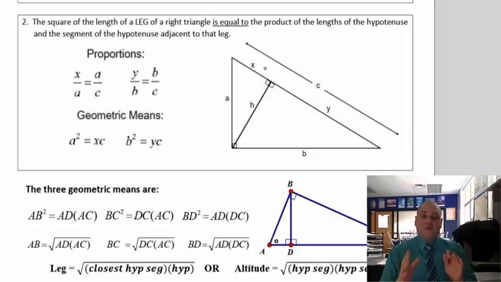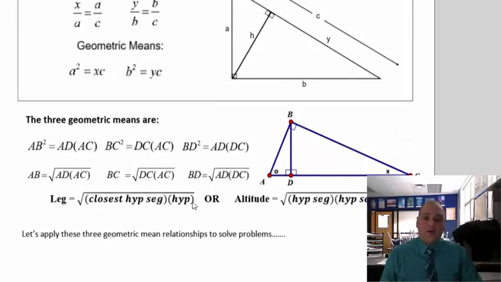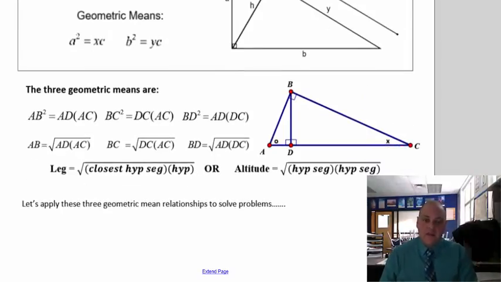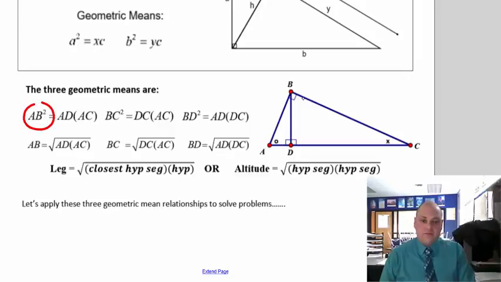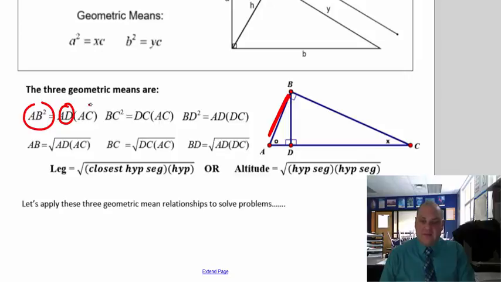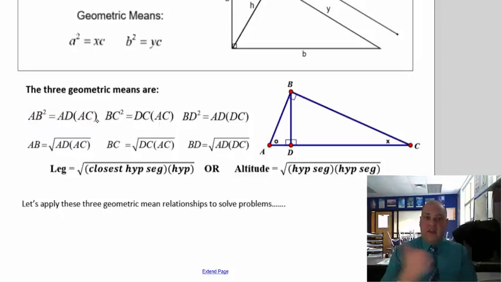So this is a very specific situation. Altitude is drawn to the hypotenuse of a right triangle. Here are the three geometric means. So here it is. AB squared is going to equal AD times AC. AD times AC, that's the whole piece. And that's exactly what we just said above, only they use different letters. A, B, C, X, Y, and H, sorry.